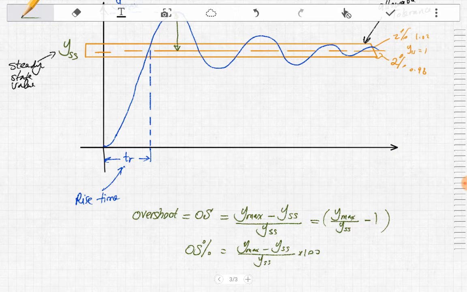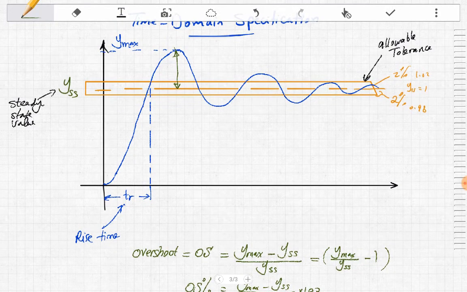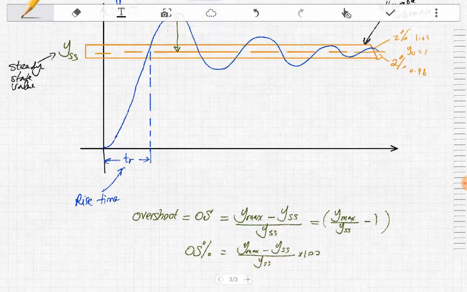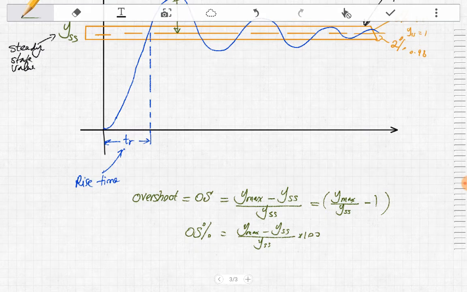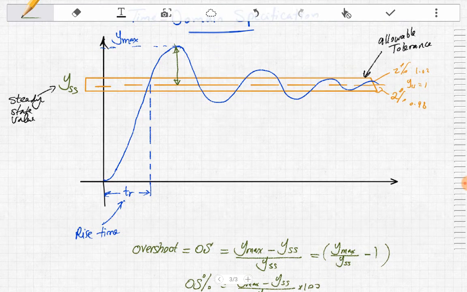It can be bigger. For example, let's say that y_s is equal to 1, maybe y max would be equal to 3. So 3 minus 1 is 2, 2 over 1. So it can be greater than 1. But that would be bad. If you ask, is it good to have bigger overshoot? No, because you want to reach the steady state.